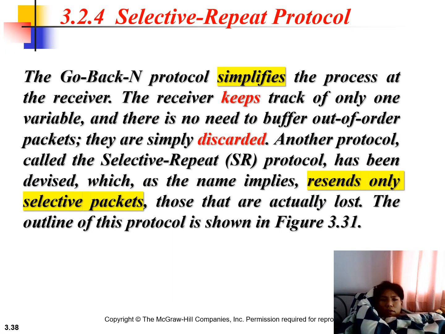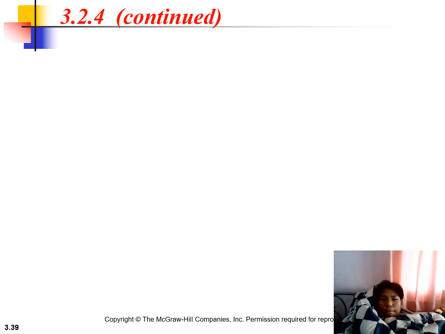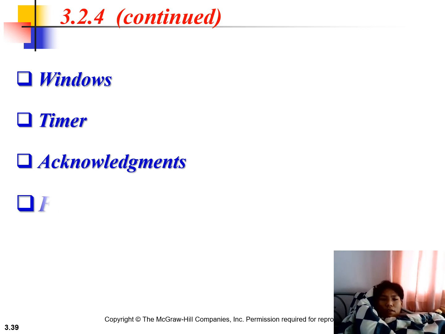Selective repeat protocol. The Go-Back-N protocol simplifies the process at the receiver. The receiver keeps track of only one variable, and there is no need to buffer out-of-order packets; they are simply discarded. Another protocol called the selective repeat protocol has been devised, which, as the name implies, resends only selected packets. It has windows, timer, acknowledgement, and FSM for sender and receiver.